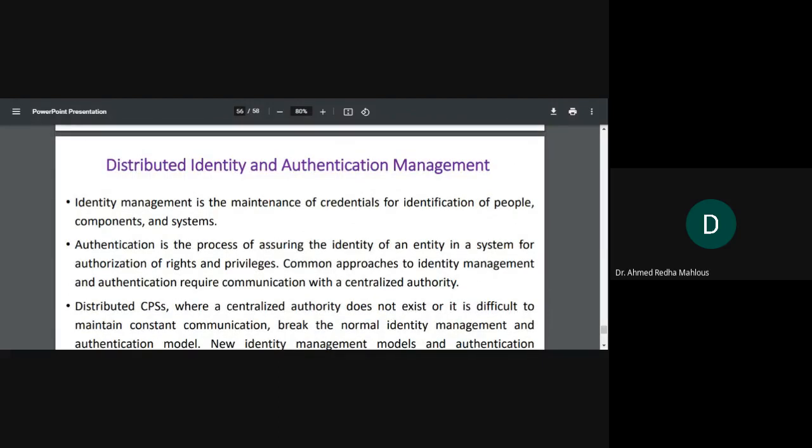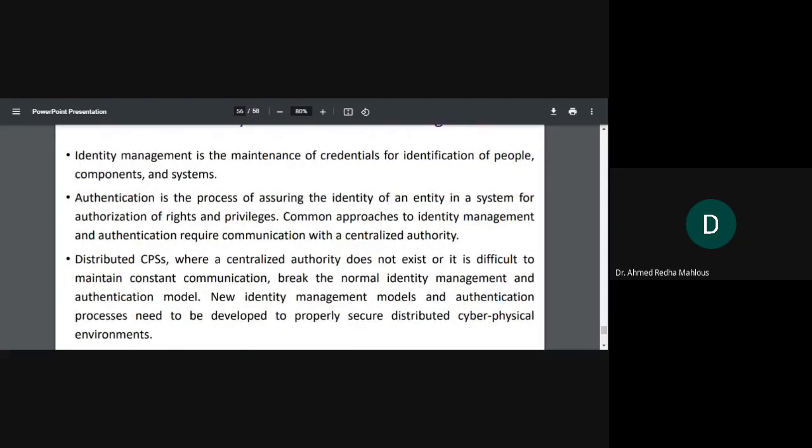Another challenge that can be found is the distributed identity. When you talk about distributed identity, it is related to identity management. How can you maintain the credentials to identify people, for instance, to access the system, and to identify processes accessing from one system to another? This is a problem that needs to be addressed within a specific CPS environment.